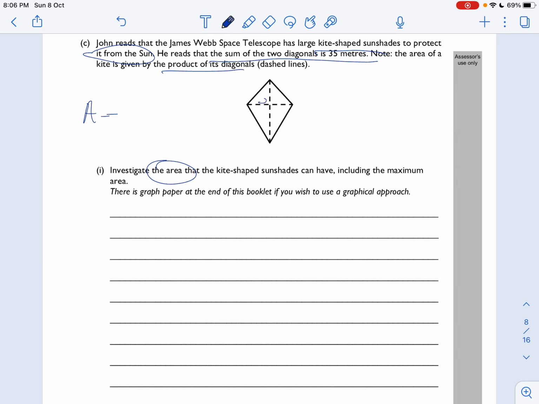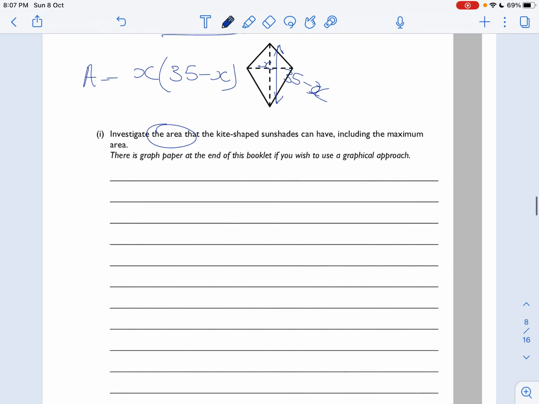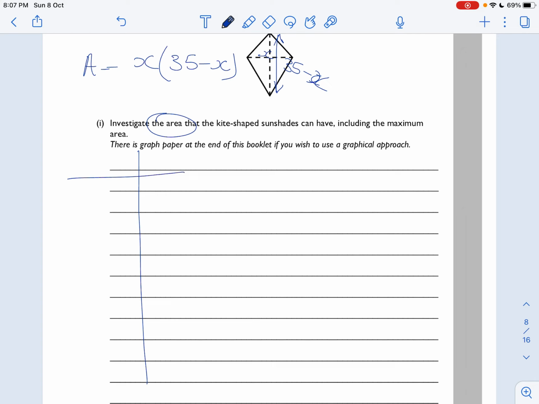So if we call one diagonal x, then the other one must be 35 minus x, because they add up to 35 metres. So our area is x times, because it's a product, 35 minus x. Right, you could do a table from 1 up to 35, but that could take a while if you're doing x and 35 minus x.